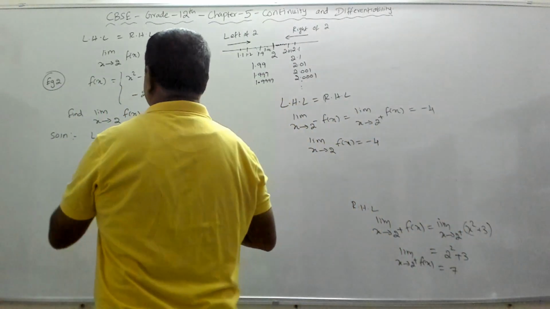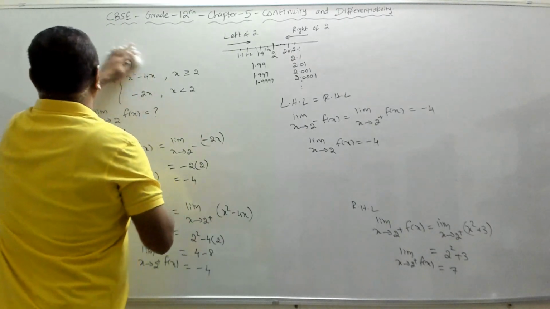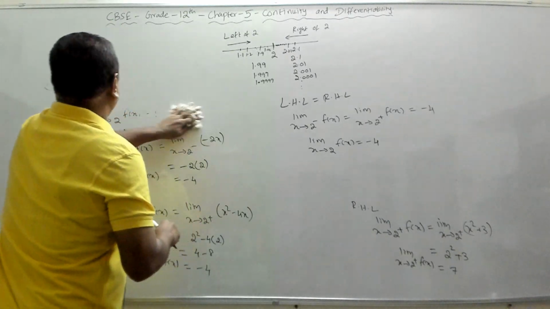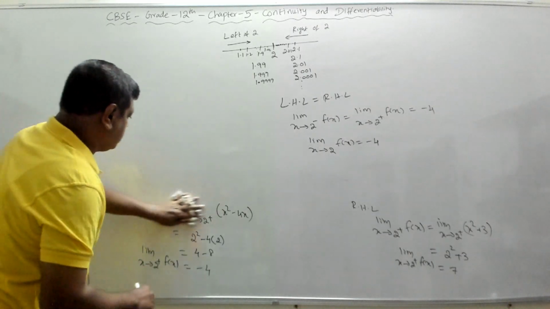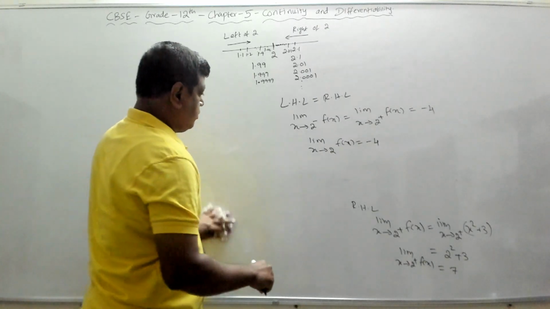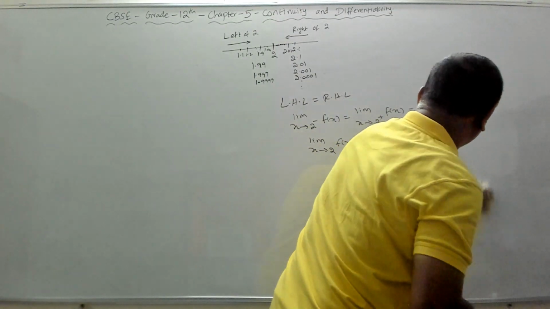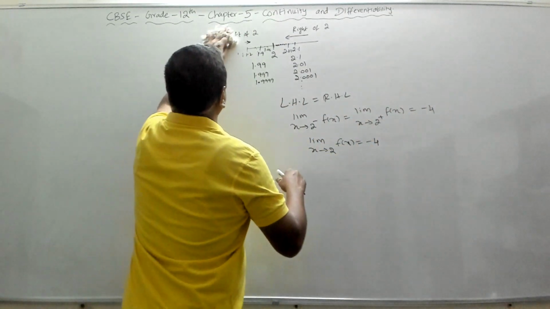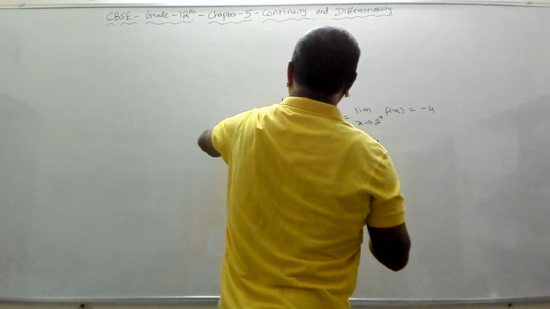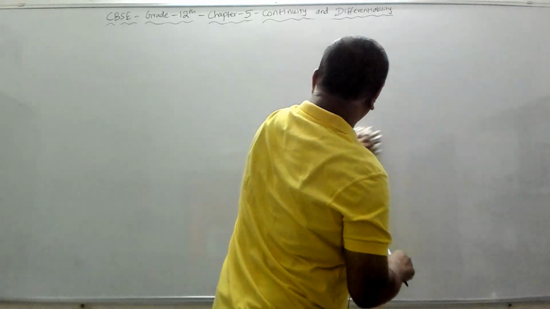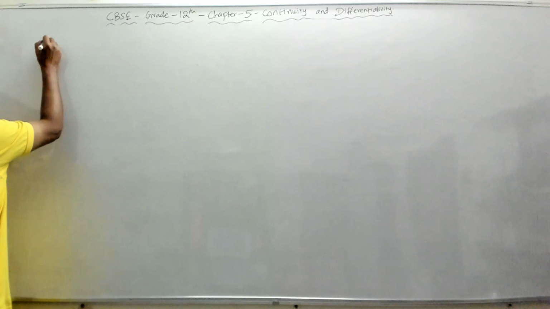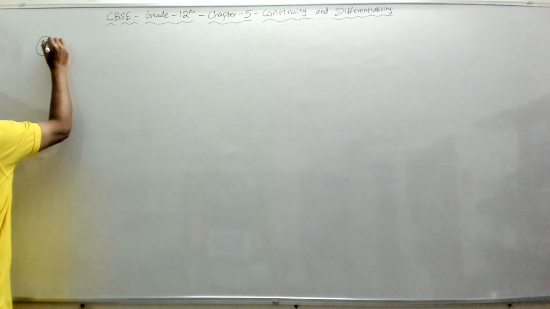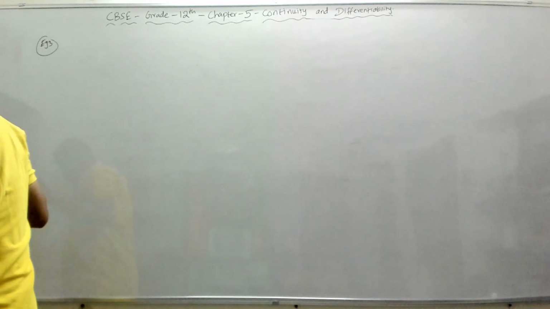Let me erase this. Suppose you have a function. One more example, so that way it will be very clear. So next one is, suppose you have a function. So it's another example, example 3. Right? Suppose f of x is a function.